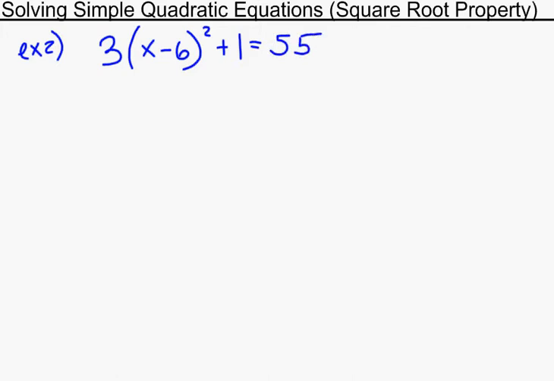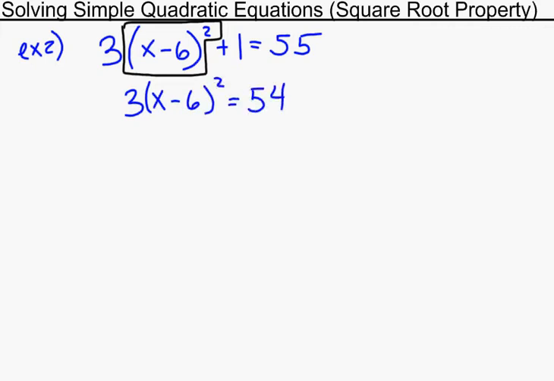For a second example, a little bit more complicated. There's more layers to unpeel in this one. I have 3 times x minus 6 quantity squared plus 1 equals 55. So I look for the variable term, the piece that I want to get by itself. Right there it is. So my first step is to undo these 2 layers. I subtract the 1, and then I'm going to divide by the 3. So when I subtract the 1, I get 3 times x minus 6 squared equals 54. Divide by the 3, I get x minus 6 squared equals 18.